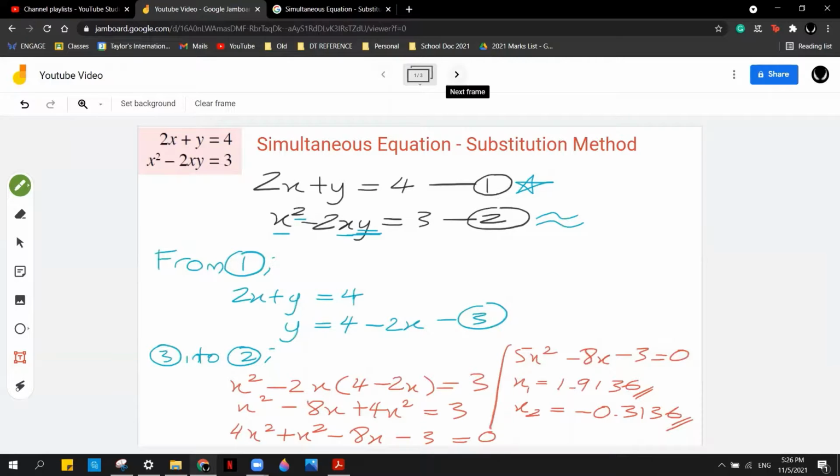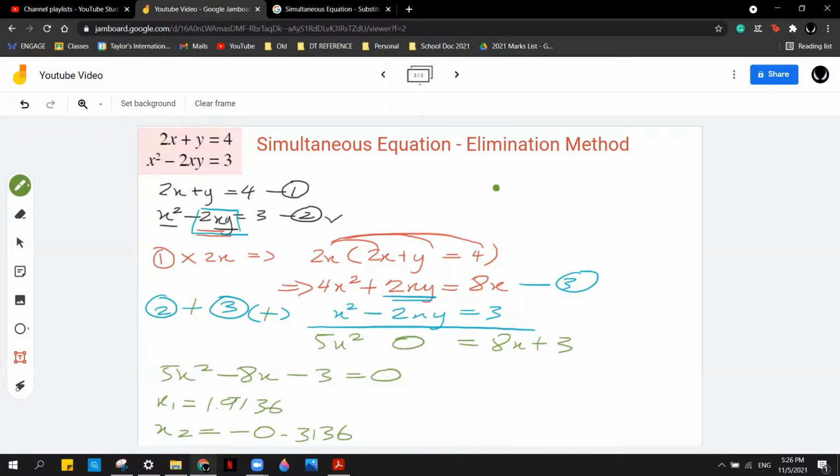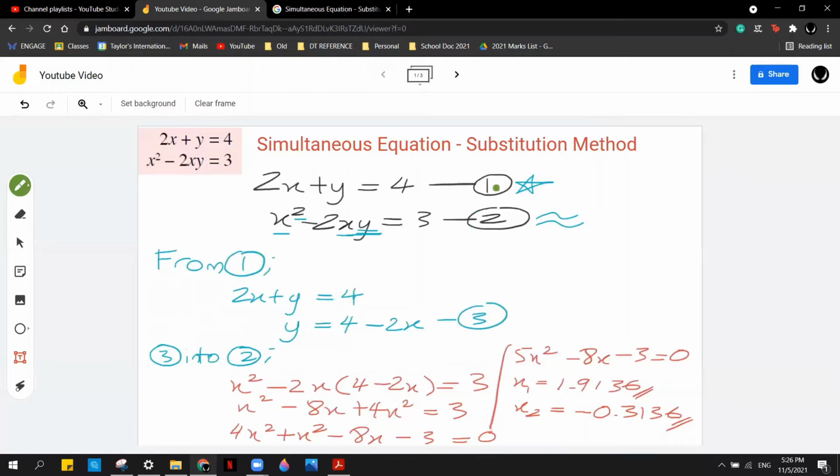And for the elimination method, if you notice here, it's just a matter of knowing what you want to eliminate and manipulating the equation accordingly. So I hope this solves your problem in understanding simultaneous equations and the elimination method, and also the substitution method.